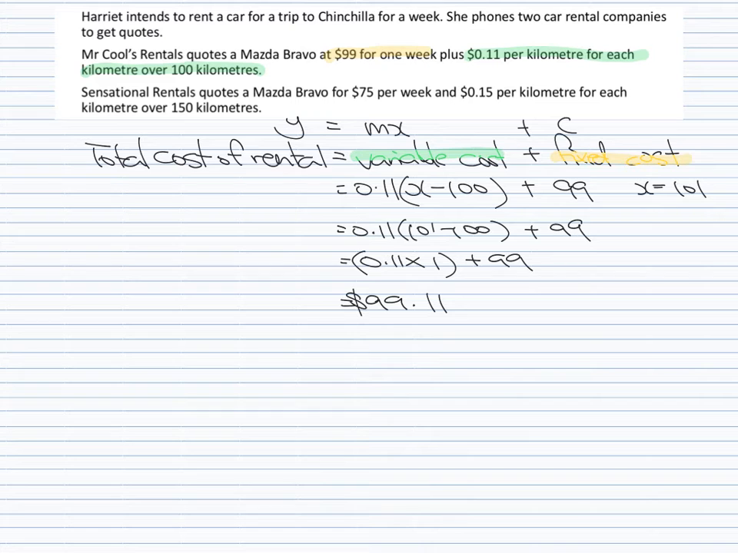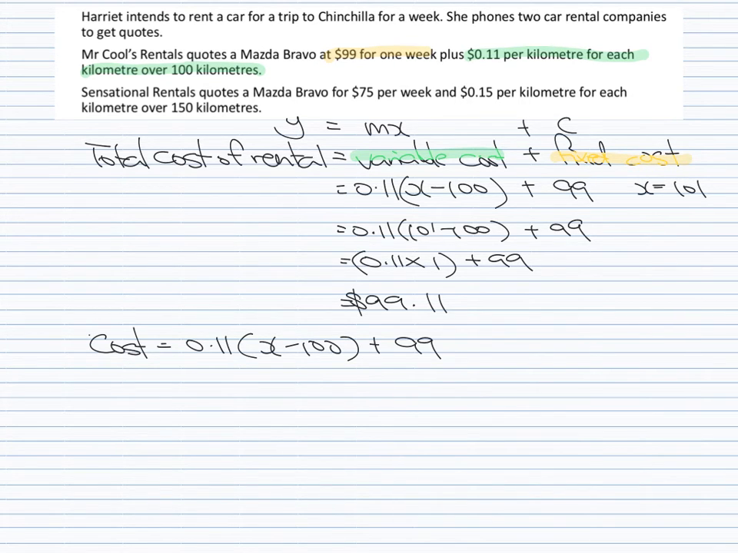So this is saying that if we are given a specific number of kilometers that you've driven, you can use that. This is a general equation of what you have. The cost equals 0.11 times (x take away 100) plus 99. This is just a general equation of what we have originally.